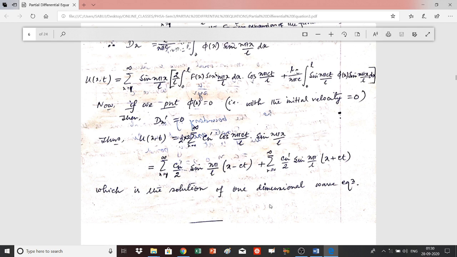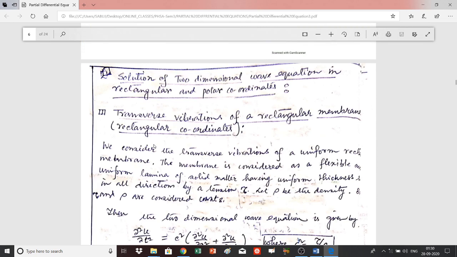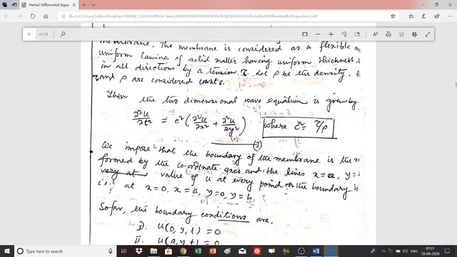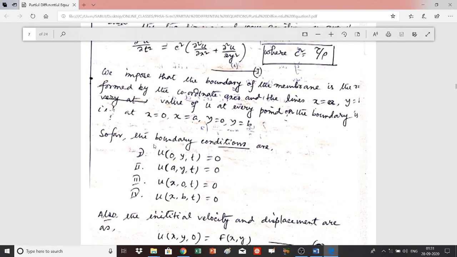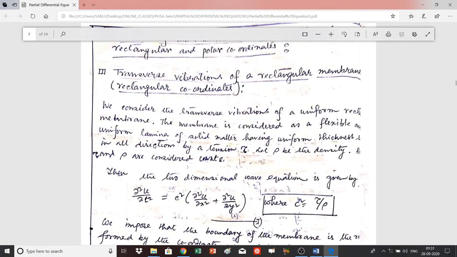So this is the final result, the final solution for u(x,t) in Cartesian coordinates. Now come to the solution of the two-dimensional wave equation in rectangular and polar coordinates. First, rectangular coordinates. This is nothing but a rectangular membrane. So what is a rectangular membrane? That is written here.